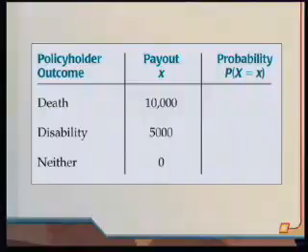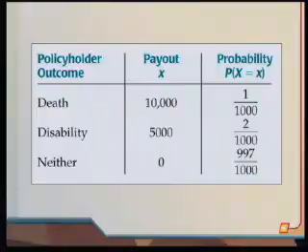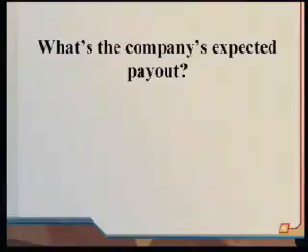Let's suppose the death rate is 1 person in 1,000, and that another 2 in 1,000 suffer some kind of disability. That means the other 997 out of the 1,000 customers suffer neither fate. Now we have a probability model for the random variable. So we ask, what's the company's expected payout for these policies? The answer we need is the expected value of our random variable, written E of x. That's another way of talking about the model's mean, mu, the theoretical average payout for all policies.